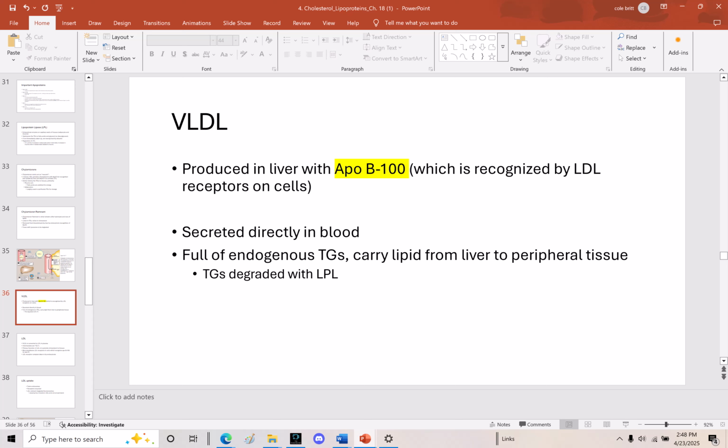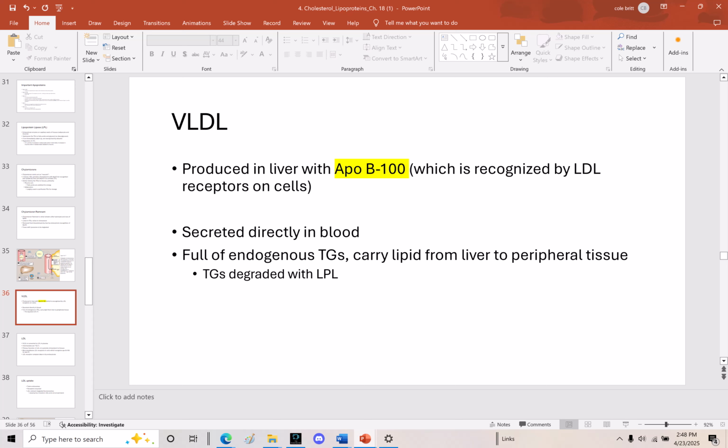Its function is to carry endogenous triglycerides. Endogenous is not dietary. Endogenous means made within, so it's inside. It's the triglycerides made inside your body, versus the other word, exogenous. Exogenous means from your diet. You get it from outside in.